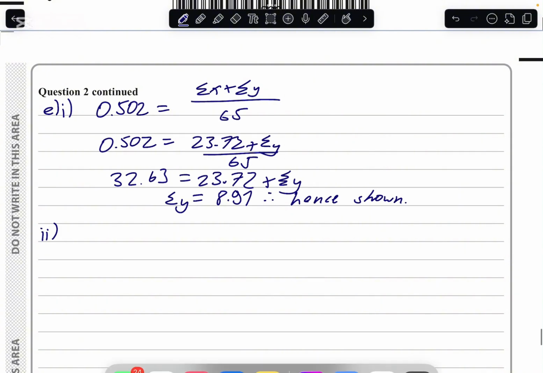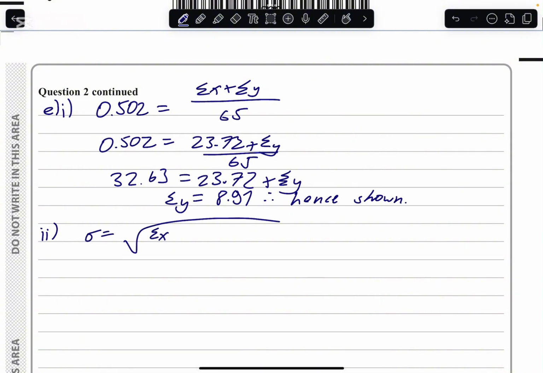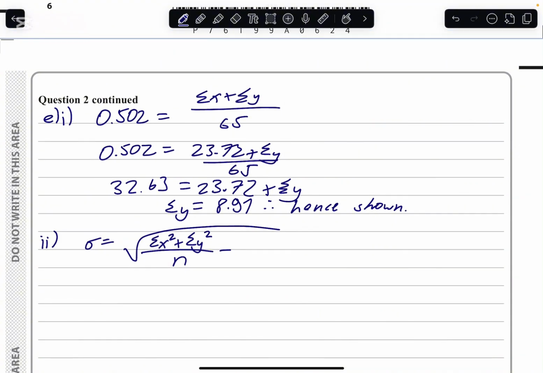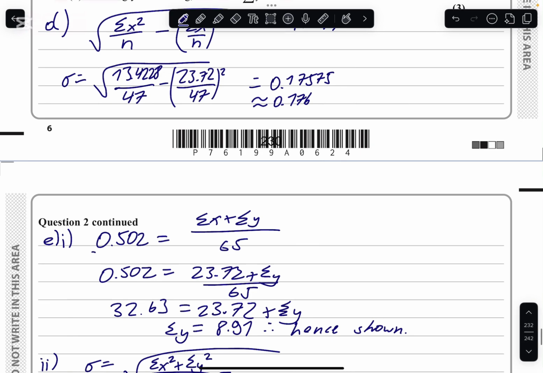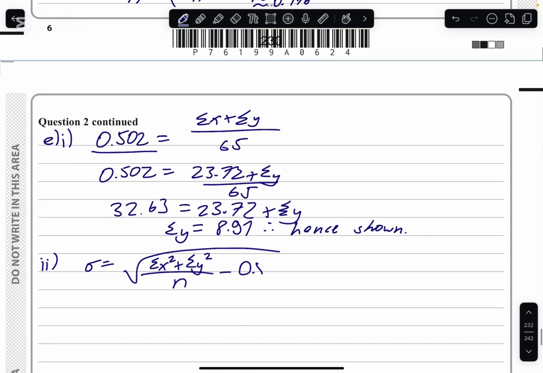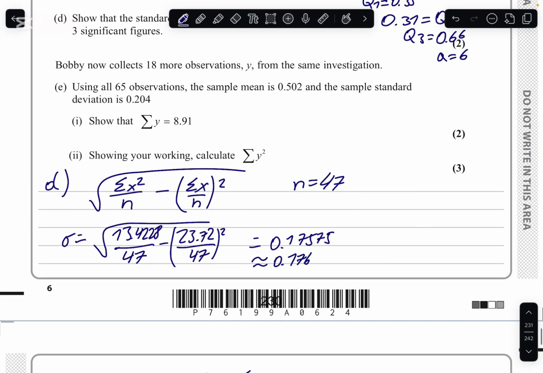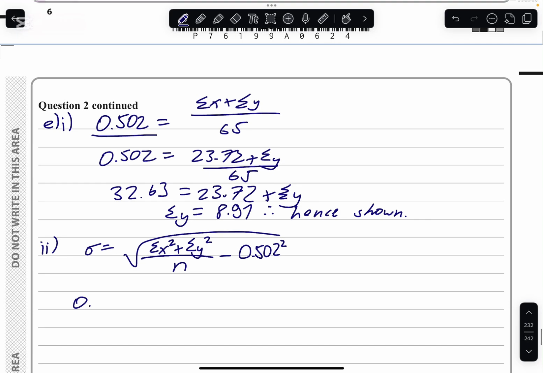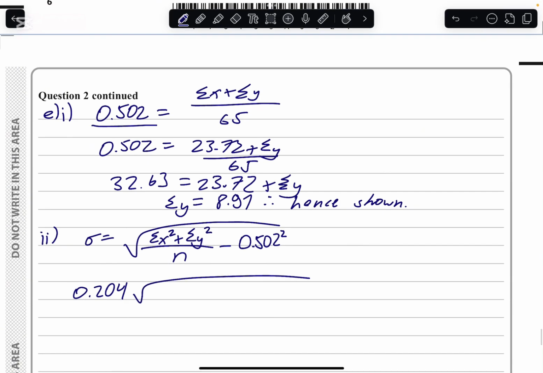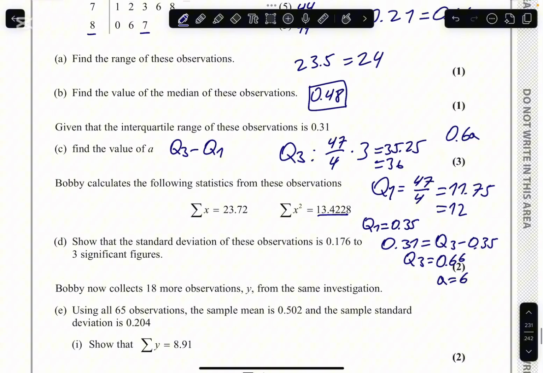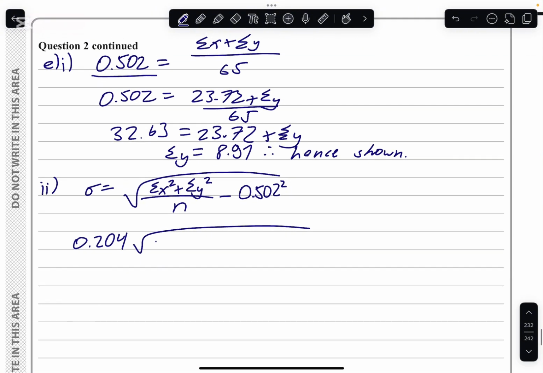So the standard deviation, as we said before, is equal to the root of, in this case, Σx² plus Σy² over n, minus the mean all squared, which we're told was 0.502. So 0.502 all squared. That is the standard deviation. We're given the standard deviation to be 0.204. We're given the Σx² earlier to be 13.4228.